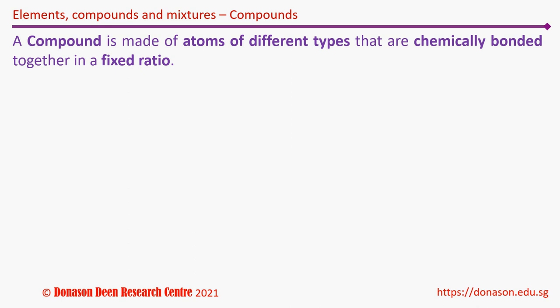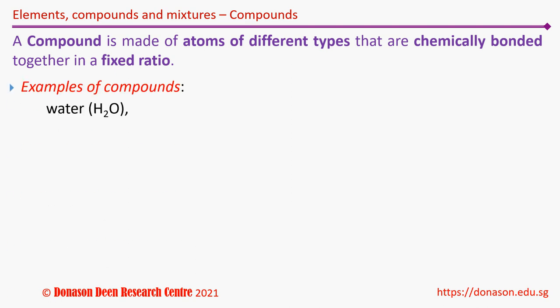Let us now learn about compounds. What is a compound? A compound is a substance that is made of atoms of different types that are chemically bonded together in a fixed ratio. Remember that for a substance to be called a compound, it must be made of atoms of different types coming from different elements. These atoms must be bonded together by chemical bonds. They must also bond in a fixed ratio of the atoms.